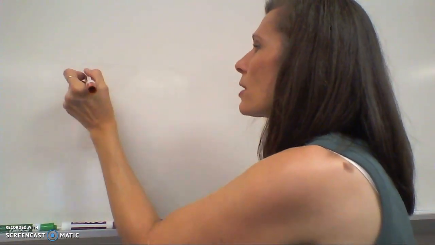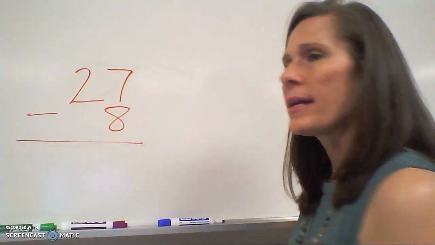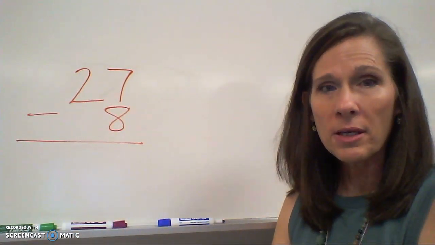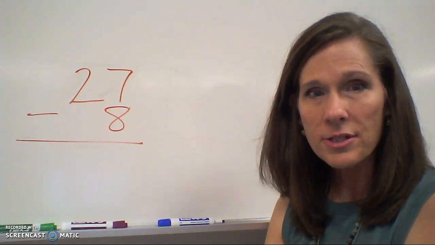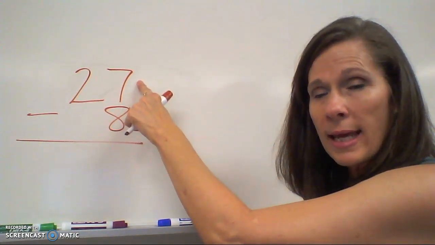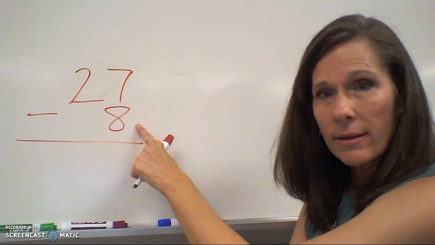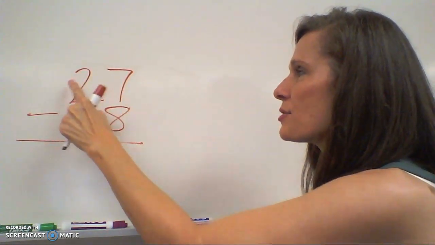Okay, so let's start with 27 minus 8. All right, so here we go. I look at my math problem. I see it's subtraction. I have to ask myself, can I do it? So I look at my numbers, 7 and 8. 7 is smaller than 8. 8 is bigger than 7, so I can't subtract, right? When there's more on the floor, I go next door.